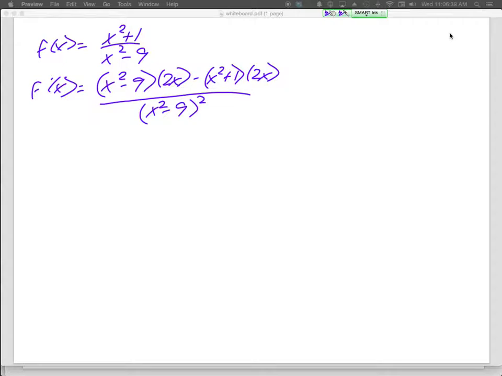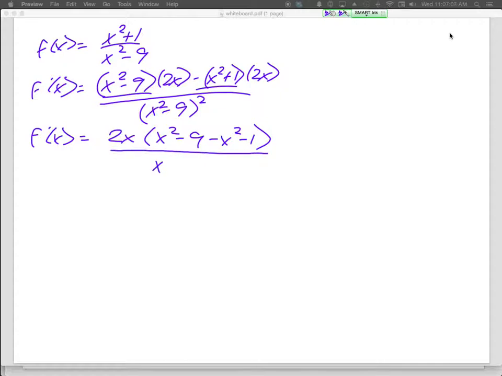Now, there's something going on in the numerator of this problem that we need to notice, and we need to be able to do something with it every time to make life easier. What do we notice in the numerator? 2x minus 2x. I have a 2x on the left and a 2x on the right. When I have something like that, what do we want to do? Factor it out. That makes life much easier. So that leaves me with x squared minus 9. Make sure you distribute the negative there. Negative x squared minus 1.